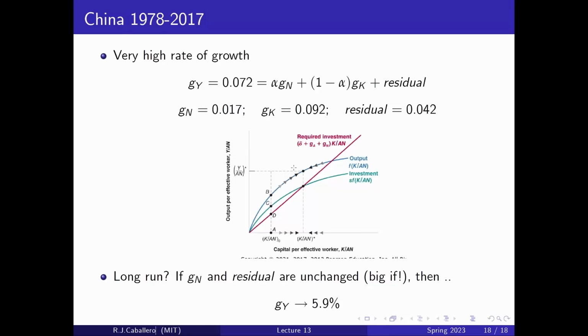So China, 1978 to 2017, that's an episode in which China was growing very, very strongly. On average, China grew at over 7%, output growth over 7%. Now, by the formula I showed you before, if I ask you the question, well, what was behind that growth? How much was the contribution of labor? How much was the contribution of capital? And how much was the contribution of technological progress?